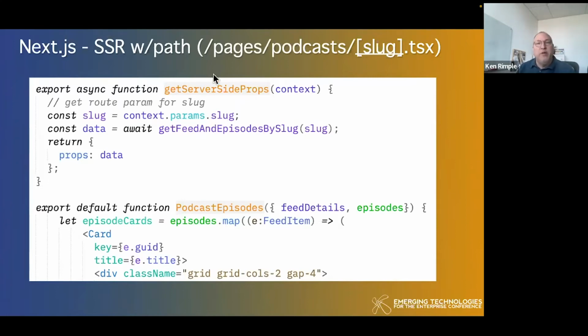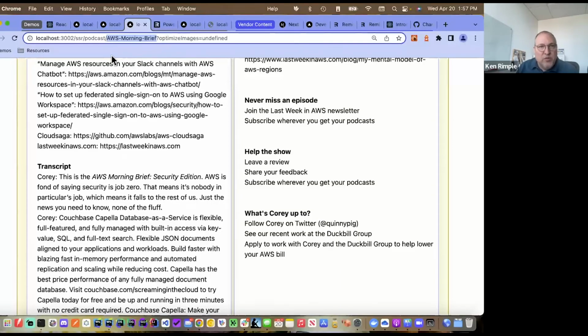And the params one, if you look at the name of the path I have up top here, we have /pages/podcast. So pages is a special folder for all of our page components. Podcast is the path I'm going for. And then I've got the slug. So the URL that we saw earlier was SSR, I'm just putting SSR there because I have different versions of this, podcast, AWS Morning Brief. This is the thing I call slug.